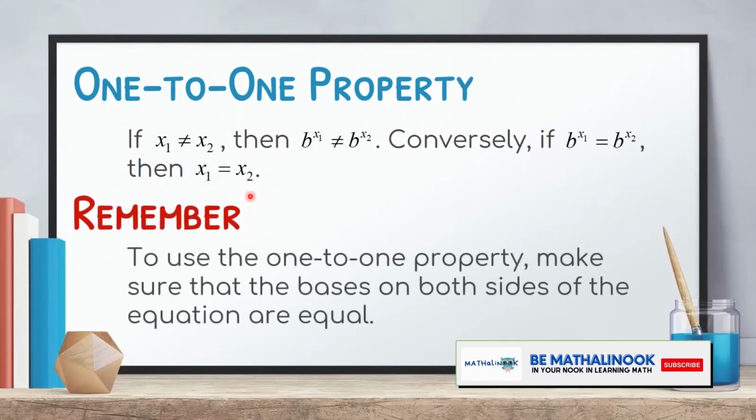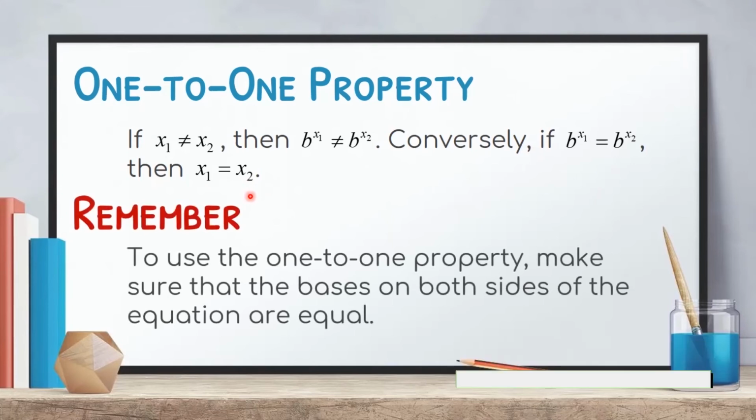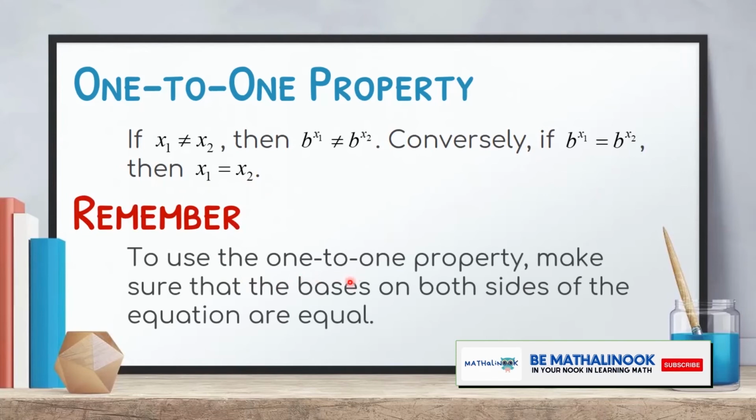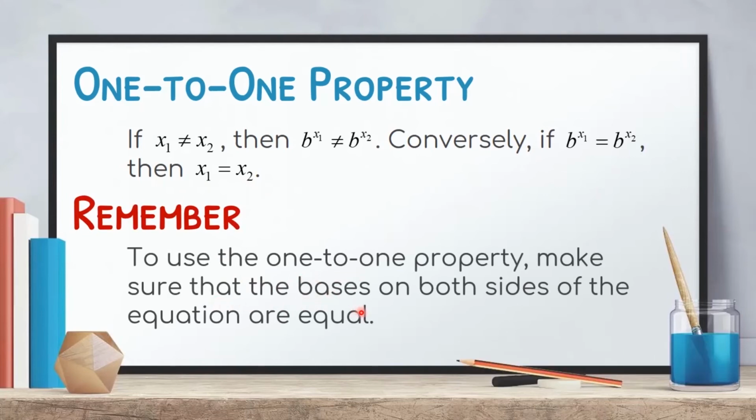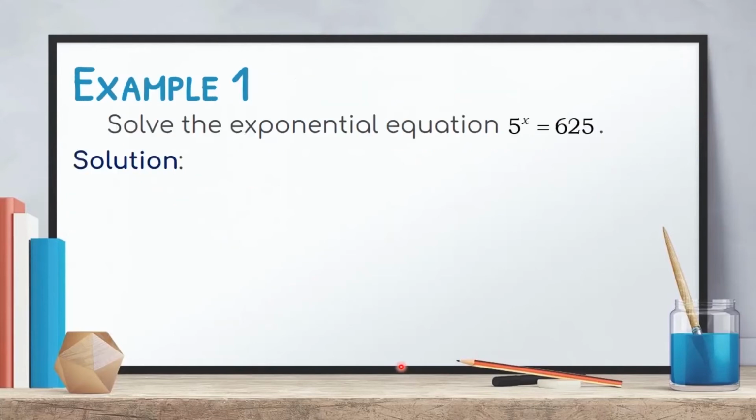Therefore, in solving exponential equations, to use the one-to-one property, we need to make sure that the bases on both sides of the equation are equal. Let us consider this example. Solve the exponential equation 5 raised to x equals 625. To solve this problem, note that our goal is to have the same bases on both sides of the equation for us to use the one-to-one property.